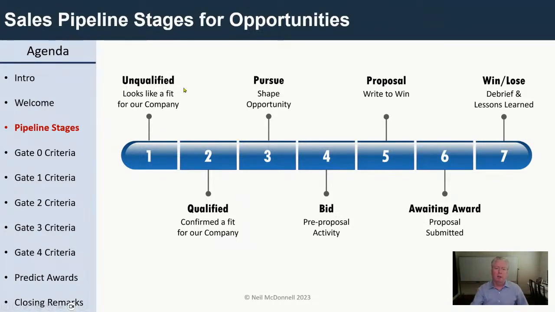When you do, that opportunity's pipeline stage is unqualified, right? It looks like a fit for our company, but we're not quite sure yet because we haven't done more work. When you put it in, now you're tracking that more work. When it goes from 1 to 2, the second stage is qualified.